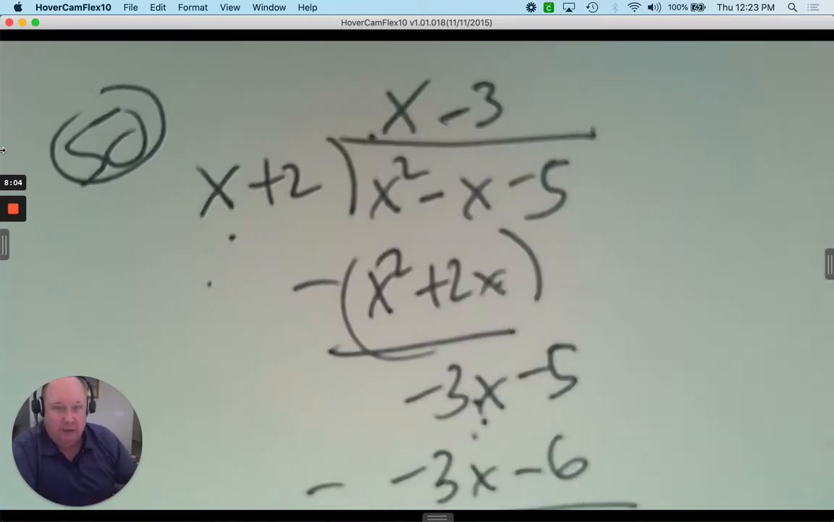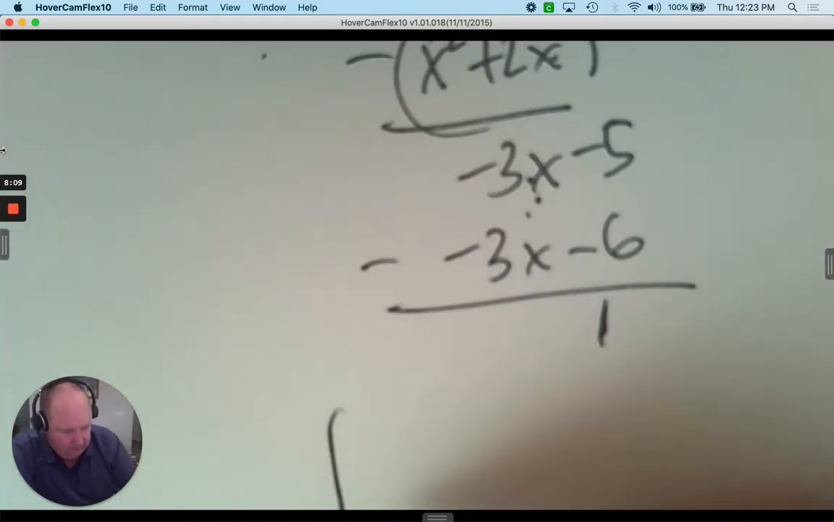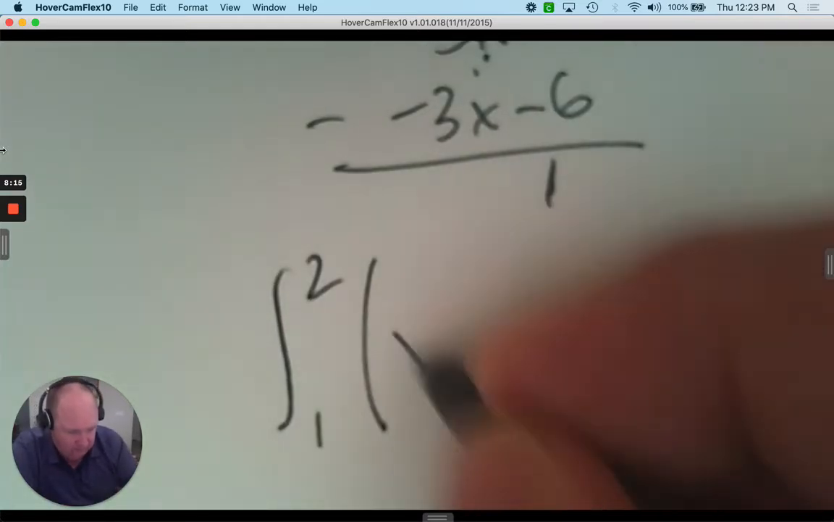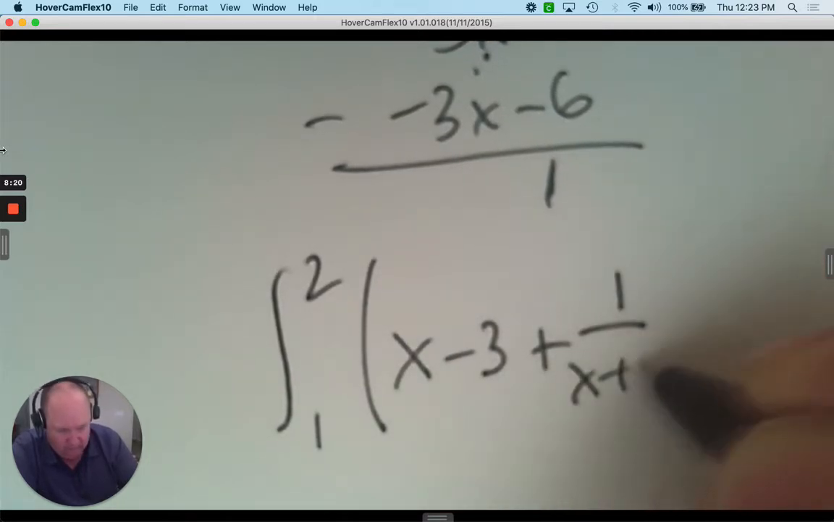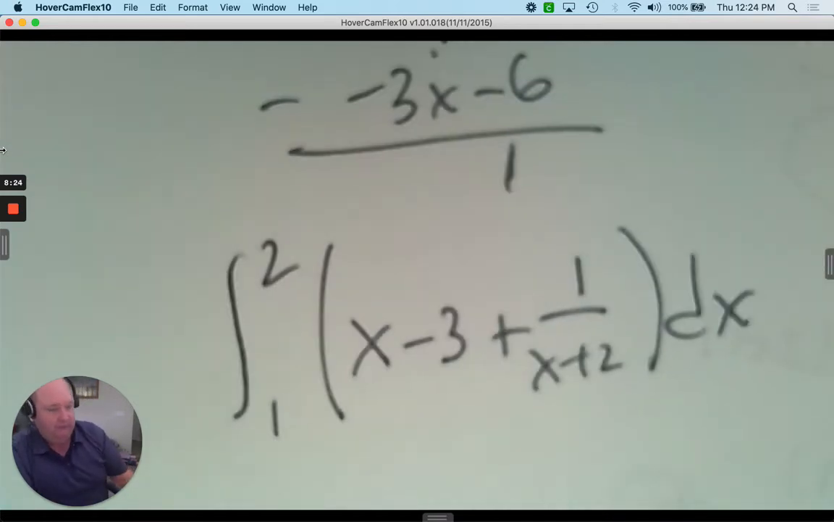So then how do I write this properly? I take the answer. So I'm integrating, again, from 1 to 2. So what am I integrating from 1 to 2? The answer, which was x subtract 3, and the remainder, which is 1 over x plus 2. So I had to do long division, and that's the remainder, and still integrating.